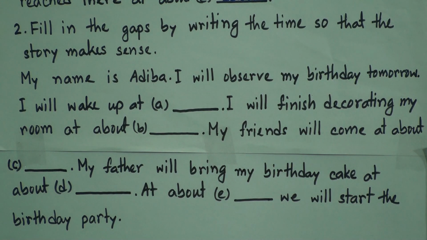There is a girl named Adiba. She is making a plan to celebrate her birthday. So what is her plan? According to her plan we will write the time here. Okay, let's do it.